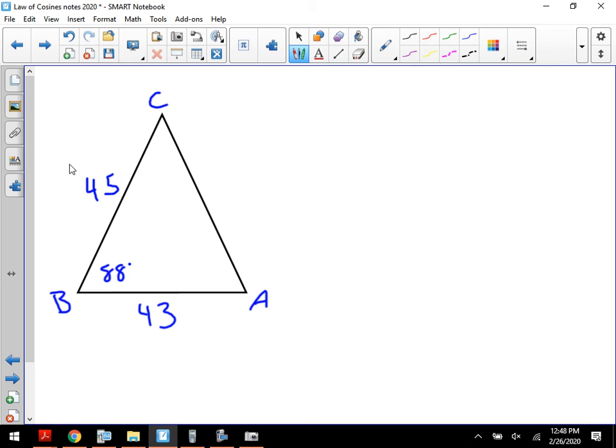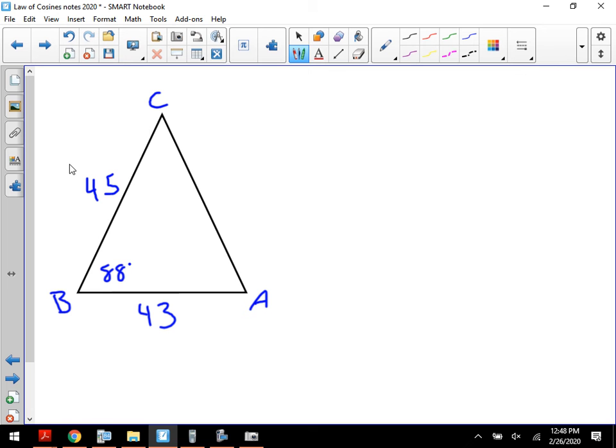Once again, you've got your three sides. Little a, little b, little c. Remember, angles are always opposite the sides carrying the same letters, just lowercase, uppercase.